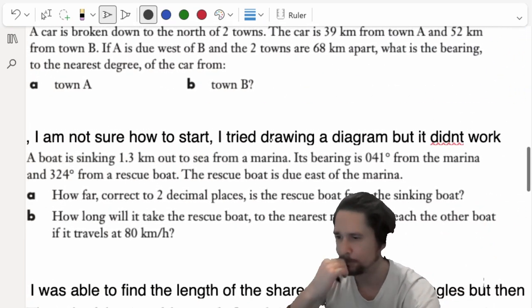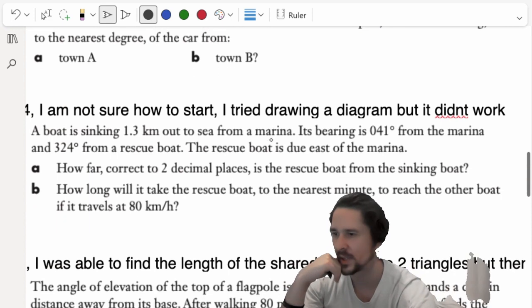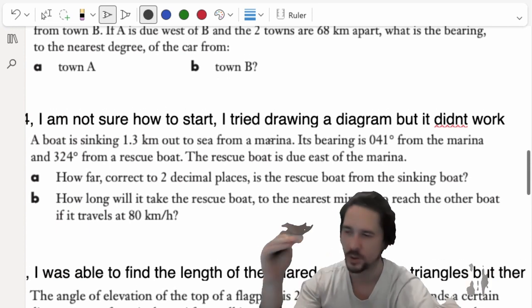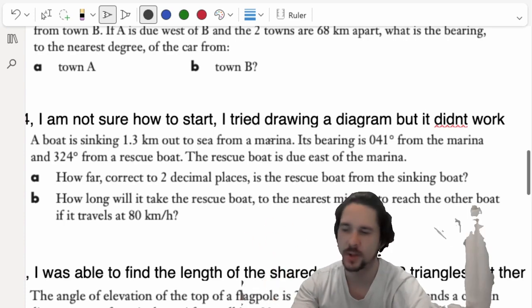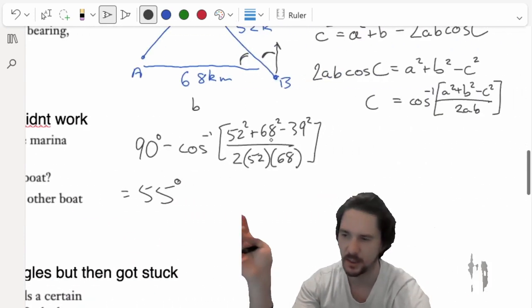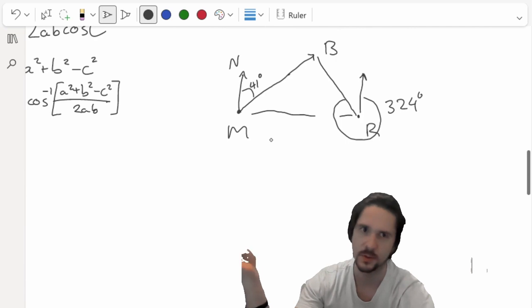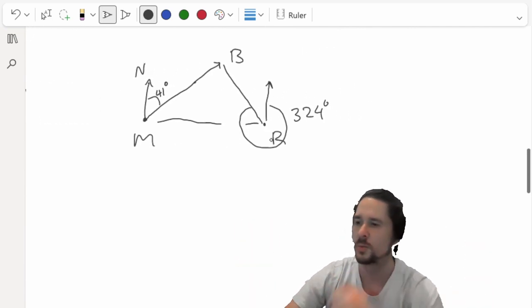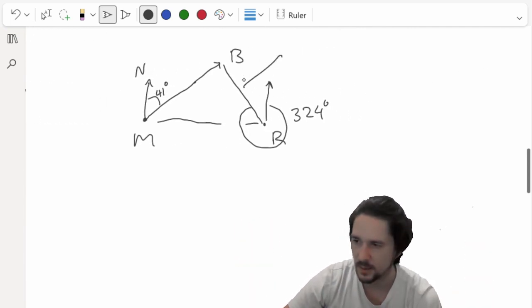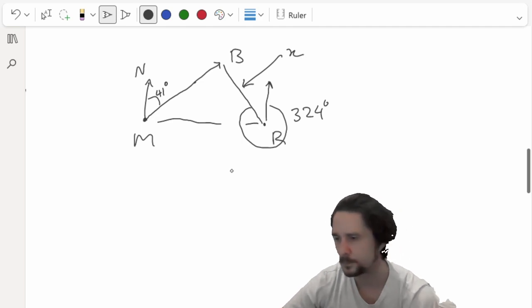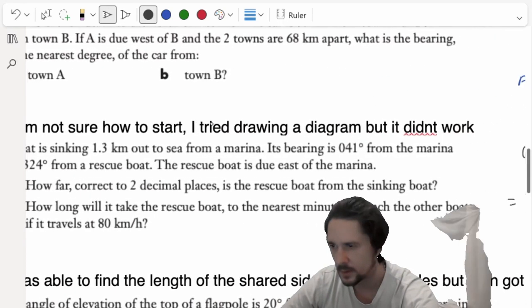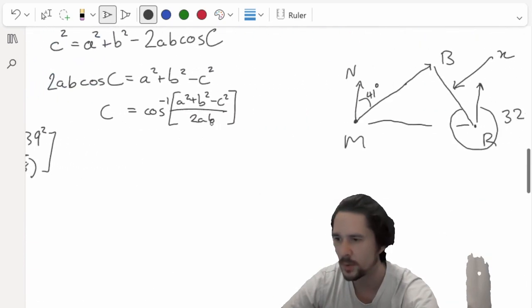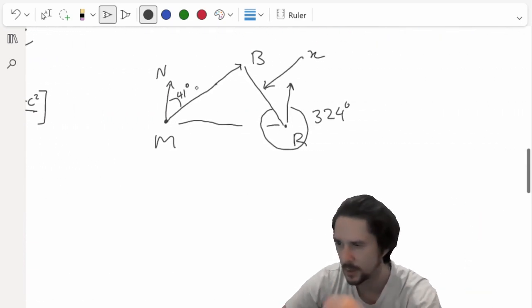Okay, so how far is the rescue boat from the sinking boat? So what's the length of that line? And then how long will it take to travel that distance if it travels at 80 k's per hour? So whatever our answer is divided by 80. So we're trying to find this length here. Let's call that x. Hold on, do we know how far out that is? We know it's 1.3 kilometers here. Okay.